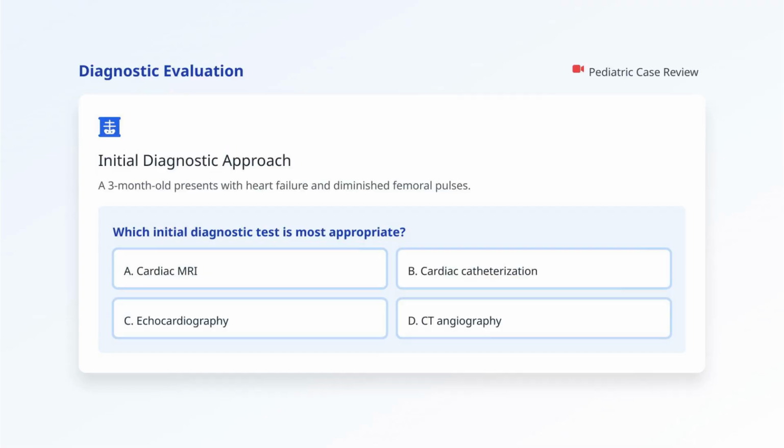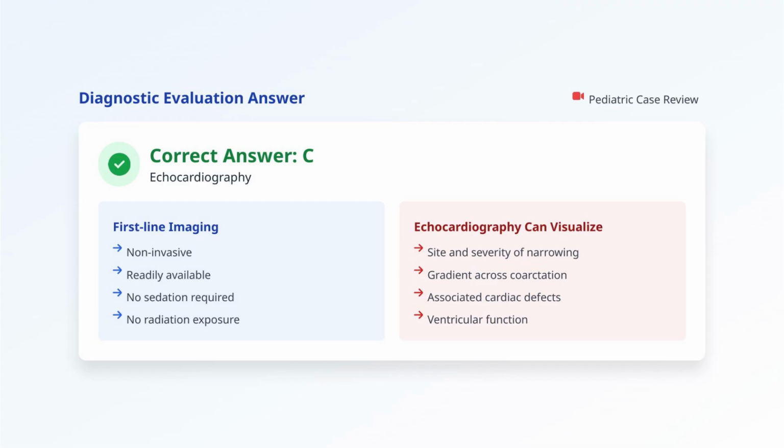A 3-month-old presents with heart failure and diminished femoral pulses. Which initial diagnostic test is most appropriate? A. Cardiac MRI. B. Cardiac catheterization. C. Echocardiography. D. CT angiography. The correct answer is C.